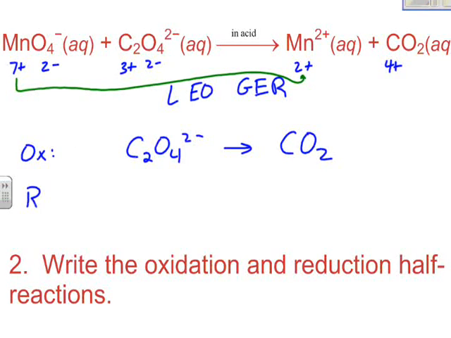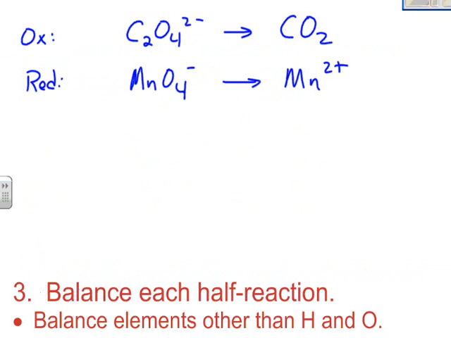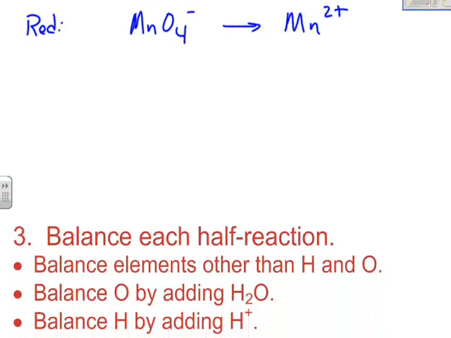And our reduction reaction, our part that gained electrons, is the MnO4 minus going to Mn2 plus. All right, so there's our oxidation and our reduction half reactions. Now that we have the two half reactions, we're going to balance each one of these. Now I'm going to start with the reduction half reaction since it's underneath here.